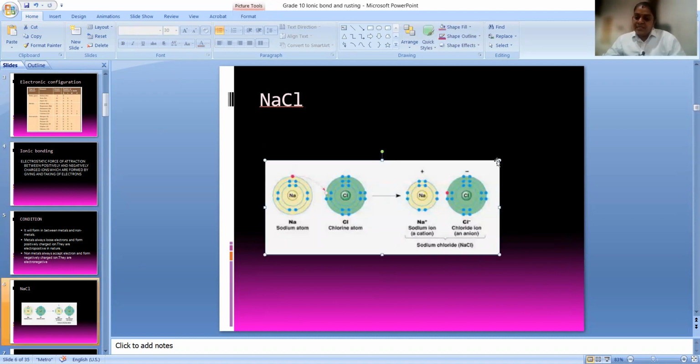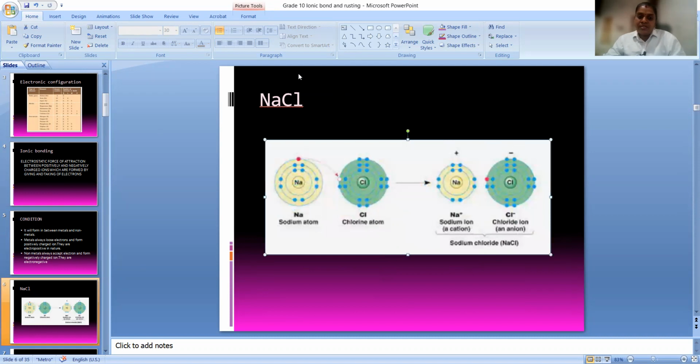Look at this diagram. In this diagram, we already know what sodium is. Sodium atomic number is equal to 11, and for chlorine atomic number is 17. So if you write the electronic configuration, this is 2, 8, 1, and for chlorine it is 2, 8, 7. Here we know that leaving this one electron is better, and for the case of chlorine, we know that gaining one electron is better.